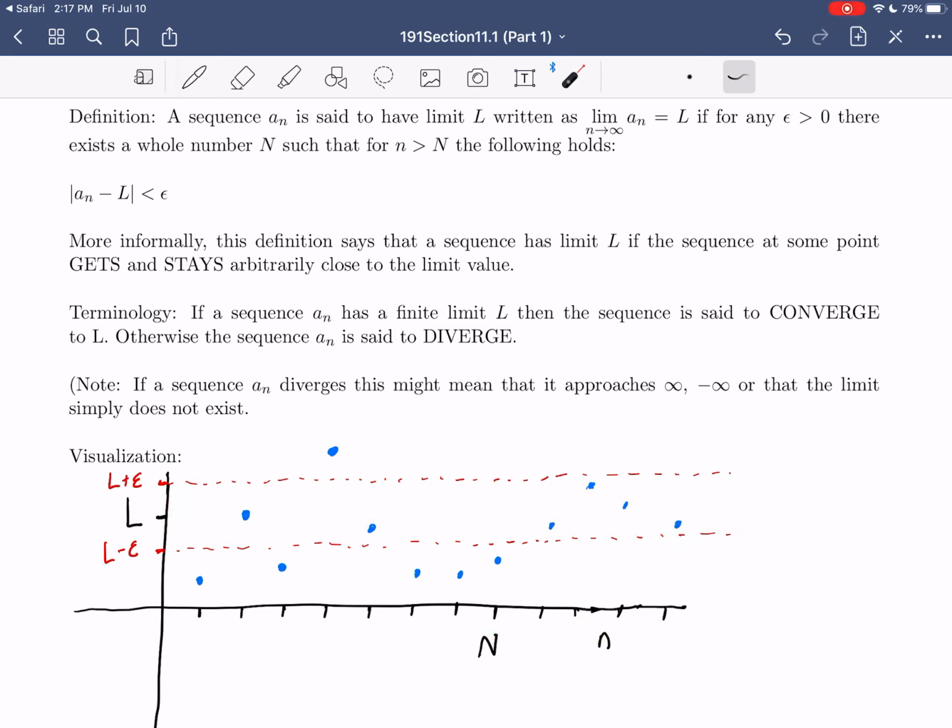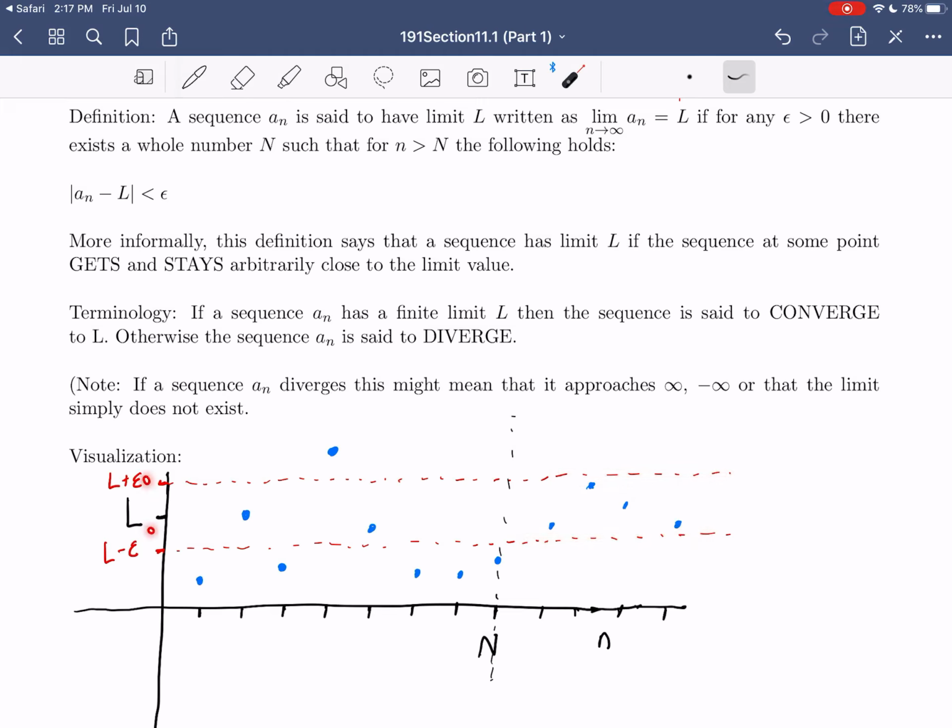and your points would all sort of cluster in there. So the point is, when you're talking about the limit of a sequence, you don't really care what happens over here, right? The sequence can do whatever it wants over this finite set of values. But once you get beyond that capital N, your points stay within epsilon of the limit.